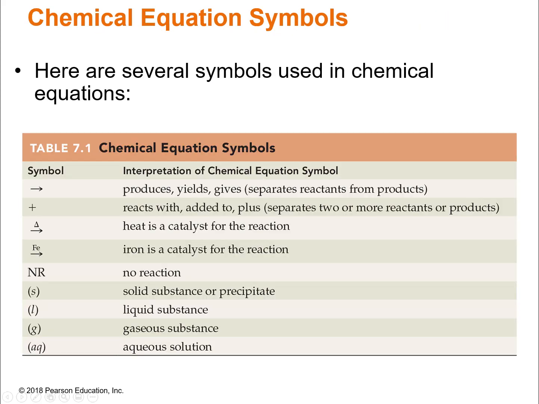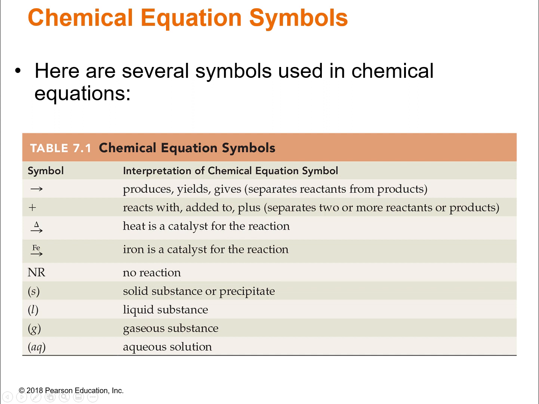Here are the symbols that you'll see in chemical equations. Now we saw a lot of them, but not all of them. The first one is the arrow, and that's the produces, yields, gives. It separates the reactants from the products. So it's always in the middle. The plus sign, that means reacts with, added to, plus. It separates the reactants and the products when you've got two or more.